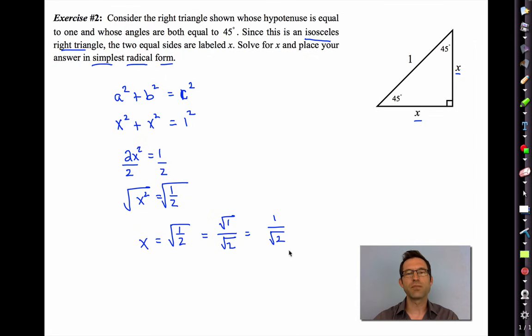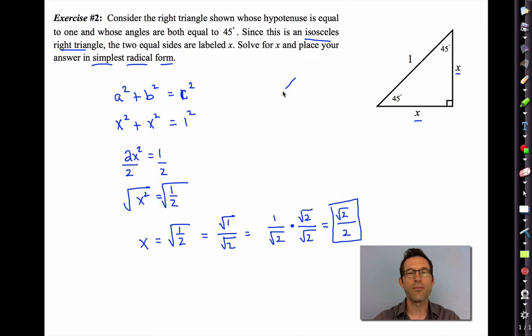But oftentimes, people take this one further step and do what's known as rationalizing the denominator. You don't need to know that term particularly. It just means I'm going to multiply top and bottom by root 2. The reason I do that is root 2 times 1 is root 2, and root 2 times root 2, as we should all know, is 2. So this tends to be the final answer.